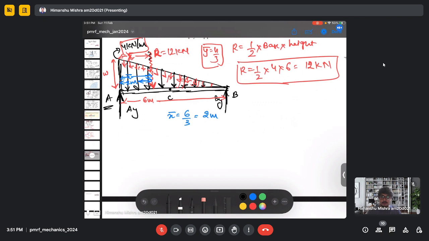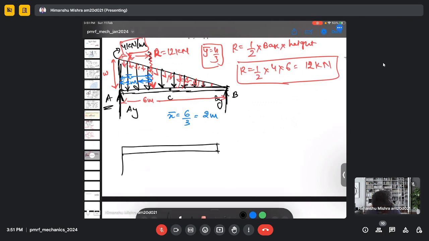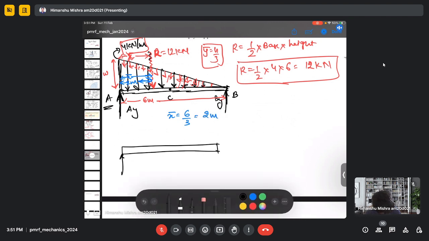So now this problem converted into a point force problem, where we have here A, B, and there is R, which is 2 meter from A, and this is some location C. This is 3 meter, this is 3 meter. So now we can take a moment at A and calculate the vertical force at B.